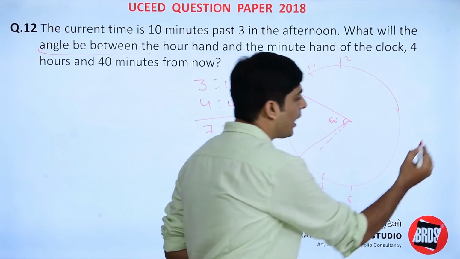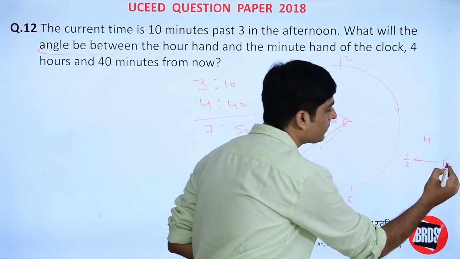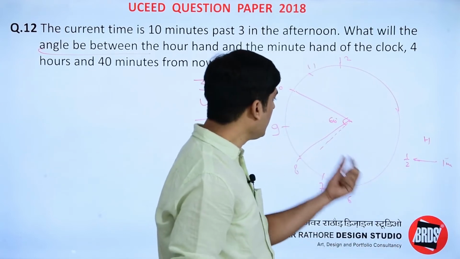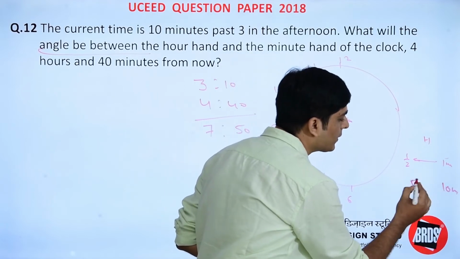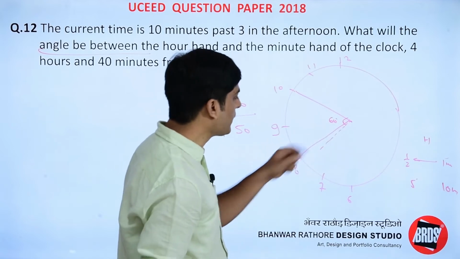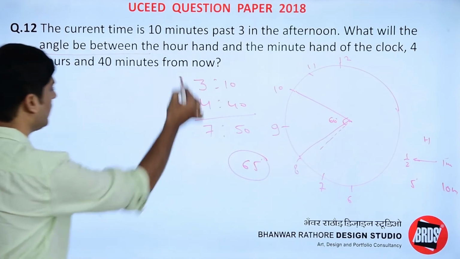The hour hand makes a half-degree angle in 1 minute. How much angle will the hour hand make in 10 minutes? In 10 minutes, it will make 5 degrees. So 60 plus 5, the answer would be 65. That's one method to solve the question. There is one more method.